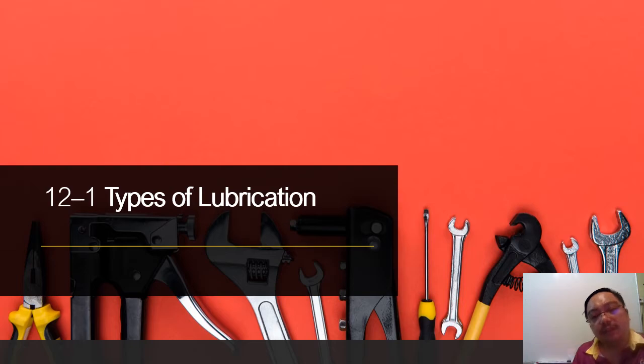In today's video, we are going to learn about types of lubrication. This topic is from chapter 12, Journal Bearing, from the Shigley's Mechanical Engineering Design book. All the pictures here are taken from the book itself and also from Google Images. Now let's continue with the topic.